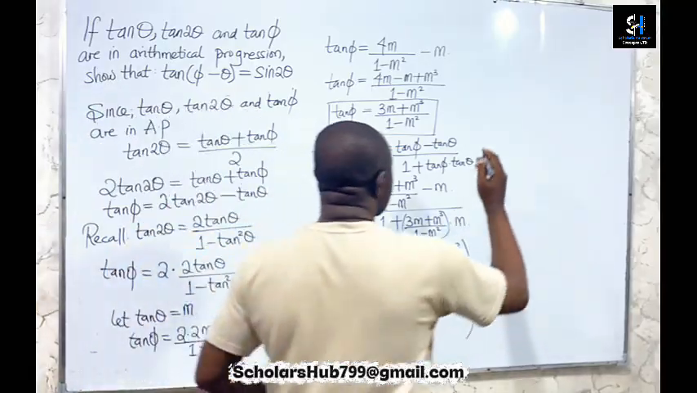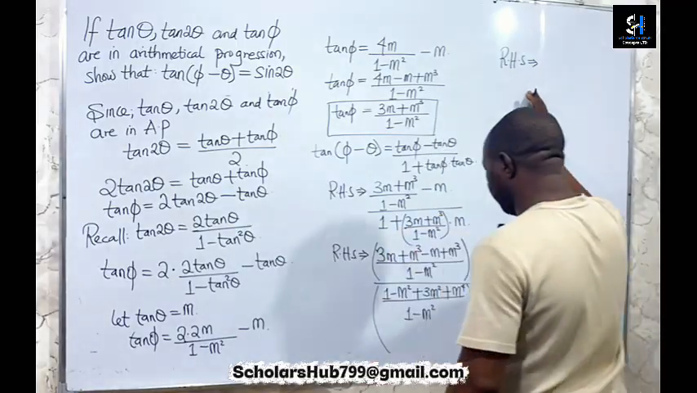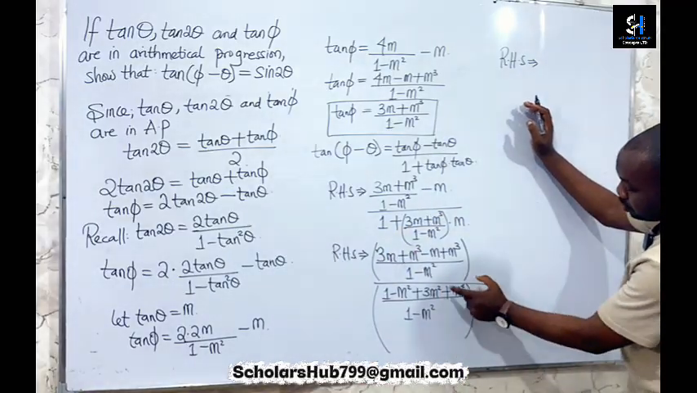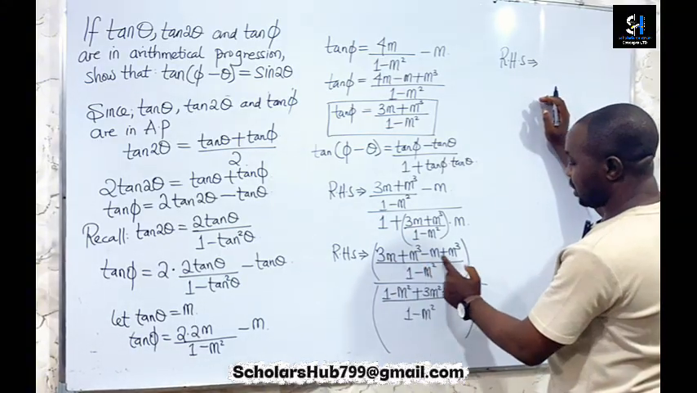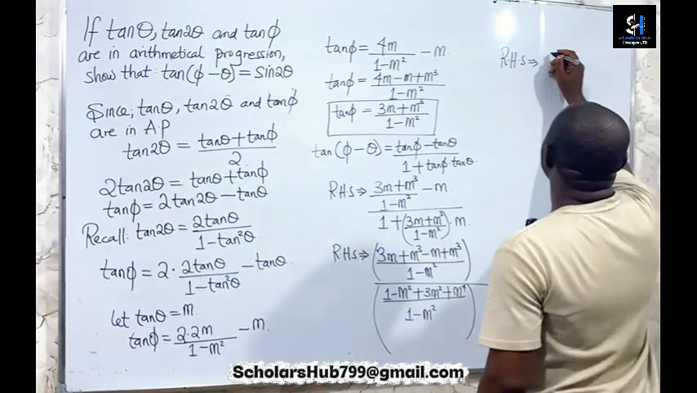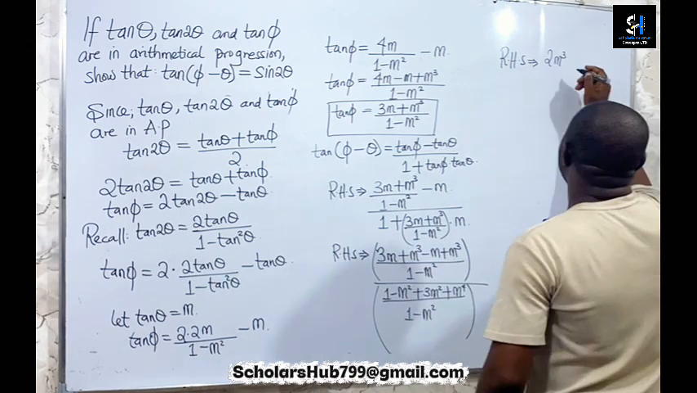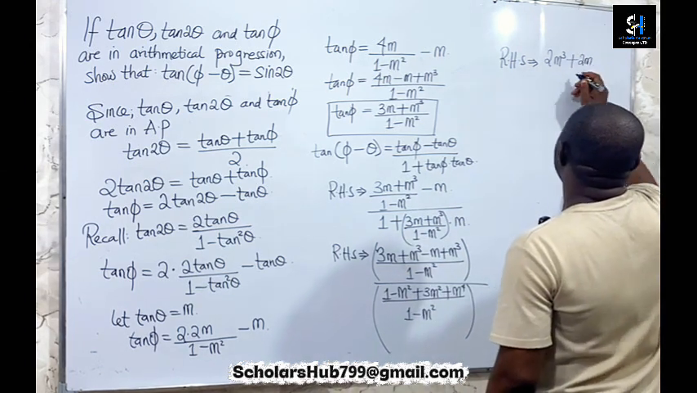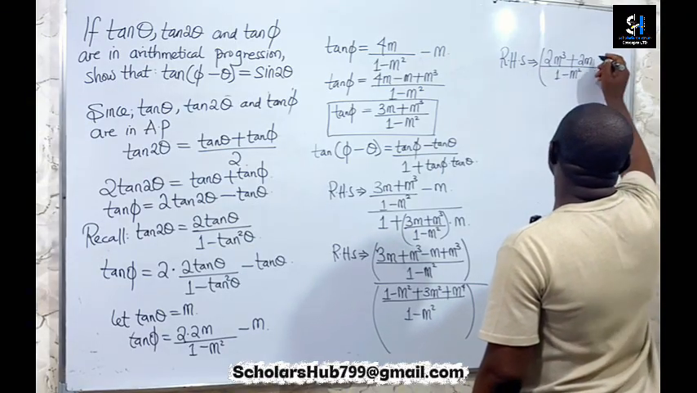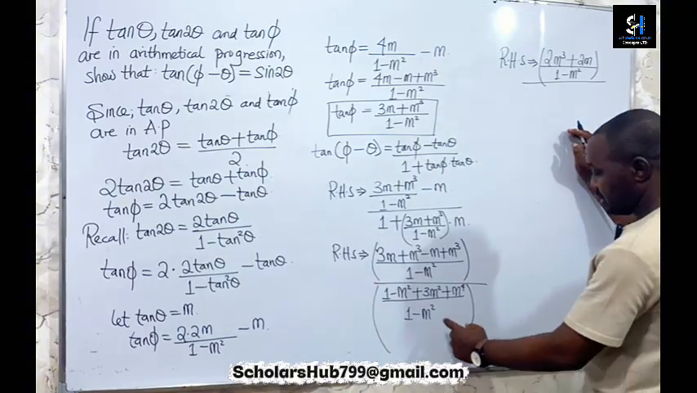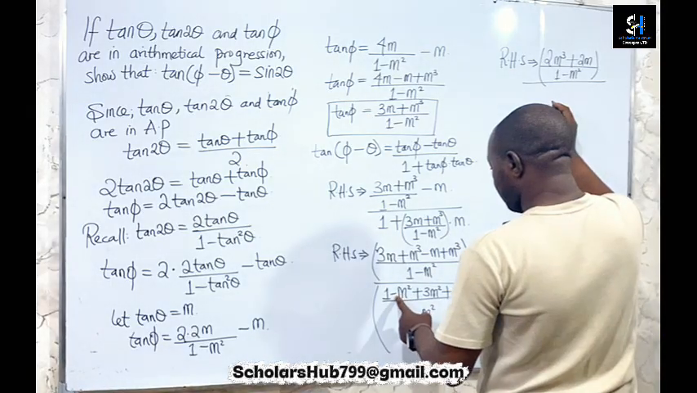So in this case, for the right hand side, if we divide numerator by denominator, this will cancel out. So we'll be left with 3m, that's m squared, m cubed plus m cubed, which will be 2m cubed. Okay, 3m minus m will be plus 2m over 1 minus m squared. This is the numerator, then divided by 3m squared minus m squared, that will be 2m squared.